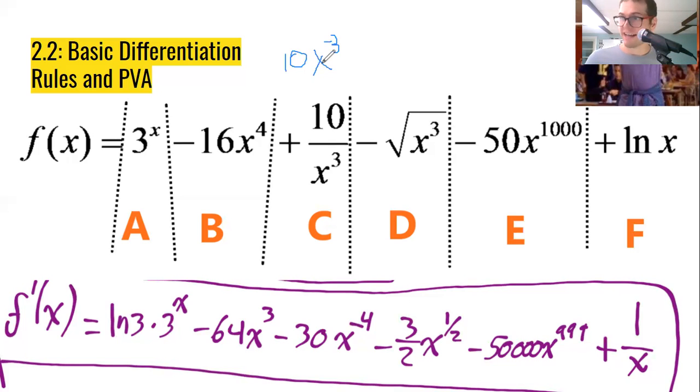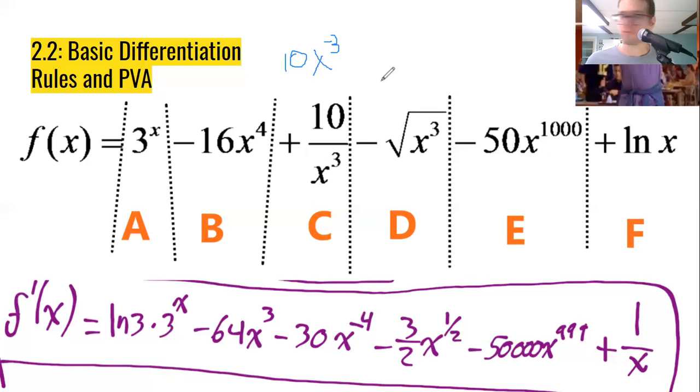Anyways, this is 10x to the negative third. So using the power rule, x to the negative third, the derivative of that is going to be negative 3x to the negative fourth power. And you can see the negative fourth down there. So negative 3 times 10 gives me negative 30 down there.